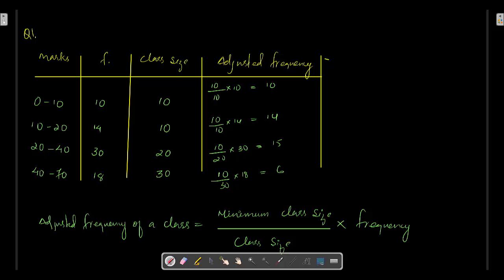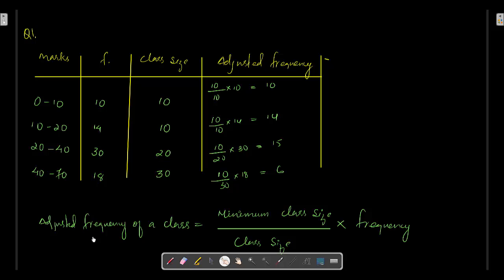So I want you to look into the question carefully and see if there is something missing there. Please look carefully at the marks given. The class intervals are 0 to 10, 10 to 20, 20 to 40, and 40 to 70. If you look carefully, you will see that the frequency distribution is uneven here. This type of question is called unequal class interval.